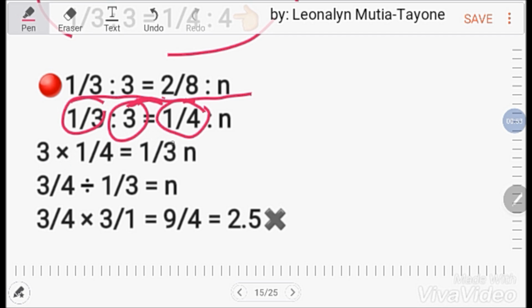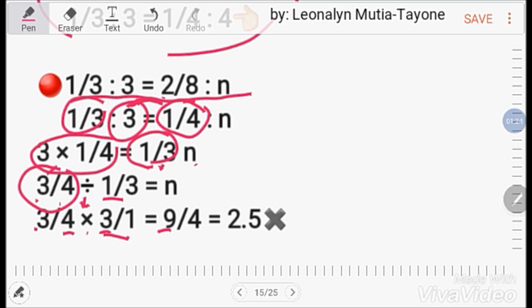Itong 1/3 na to, ilagay natin dyan. Cross multiply na. Ngayon, pag multiply mo niyan, ito na yon. Ito na yung product ng 3 times 1/4, 3 over 4, divided by 1/3, kasi i-transpose mo na siya dyan. Ganyan na. Ang division maging multiplication, itong si 1/3 reciprocal, so ganito na. 3 times 3 equals 9. Si denominator 4 times 1 equals 4.